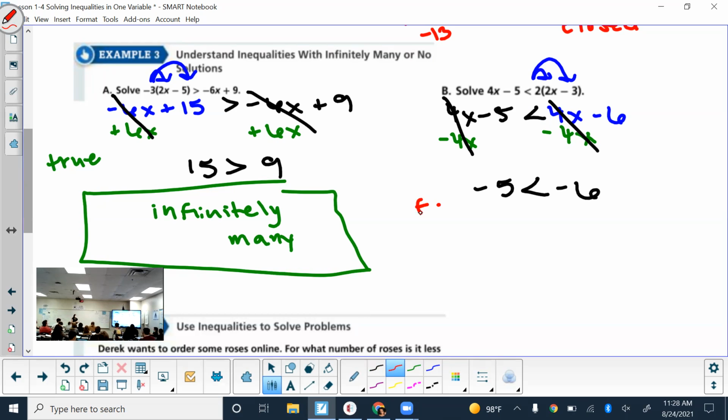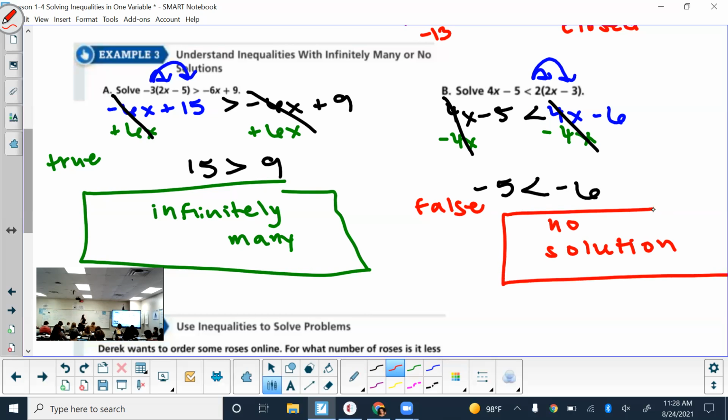Would you rather owe $5 or would you rather owe $6? So that would make -5 the bigger number. So this is false. So how many solutions do I have? All right, no solution there. Because the term cancels out and the resulting statement is false, you have no solution.